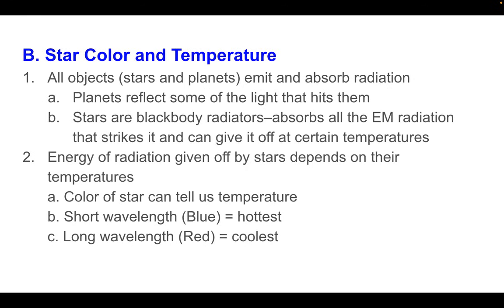But the radiation that's given off by stars depends on their temperature. And how do you determine temperature? You look at the color. The color of the star can tell us the temperature. I know this sounds kind of weird, but blue stars have a shorter wavelength, higher frequency, higher energy, and they're actually our hottest. Whereas red stars have a longer wavelength, red spectrum, and are coolest.